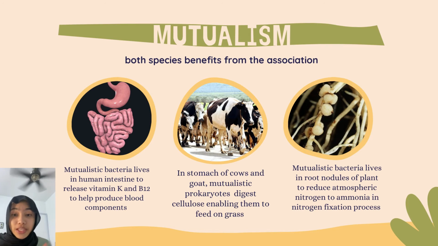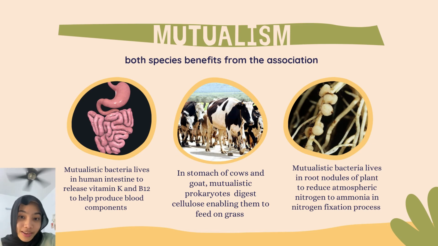Mutualism is when both species benefit from the association. For example, we have mutualistic bacteria that live in the human intestine to release vitamin K and B12 to help produce blood components. Next, in the stomach of cows and goats, mutualistic prokaryotes digest cellulose, enabling them to feed on grass. Lastly, mutualistic bacteria in root nodules of plants help to reduce nitrogen to ammonia in the nitrogen fixation process.